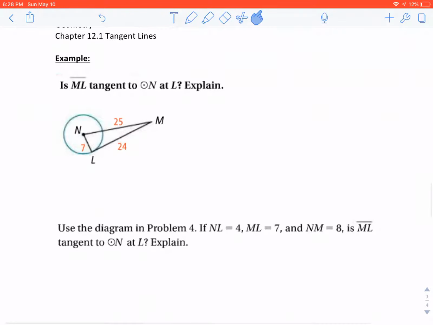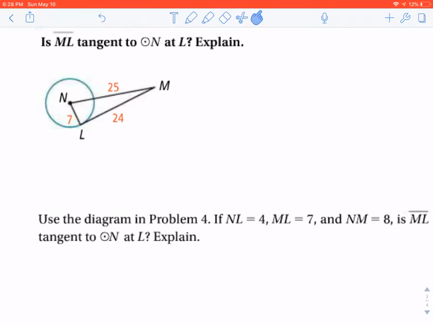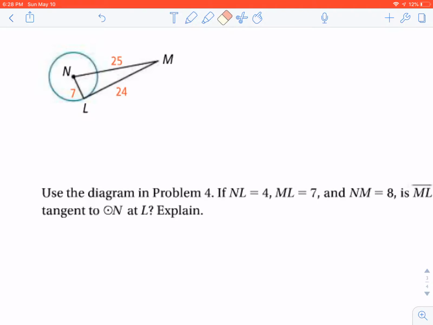All right, moving right along here, we now need to know if these lines are tangent. So is ML tangent to circle N? Well, what they're really asking you is this triangle a right triangle or not? Because if it is a right triangle, then you know that if that's a right angle, then this line is tangent. If it's not a right triangle, then this angle is not a right angle, therefore this line is not tangent. That's what they're asking. So this would have to be my hypotenuse, so 7 squared plus 24 squared has to be equal to 25 squared.